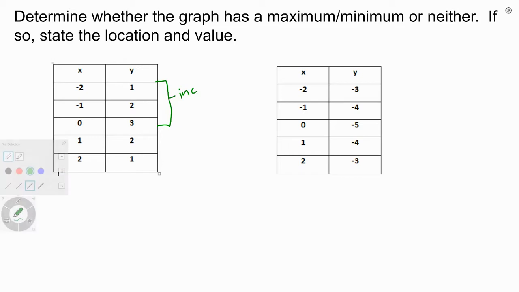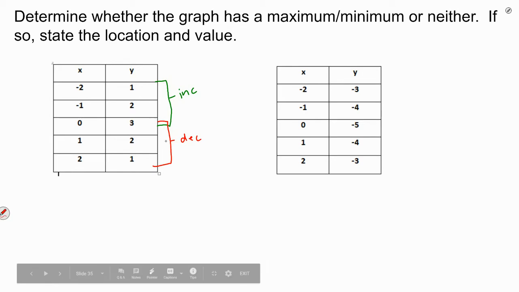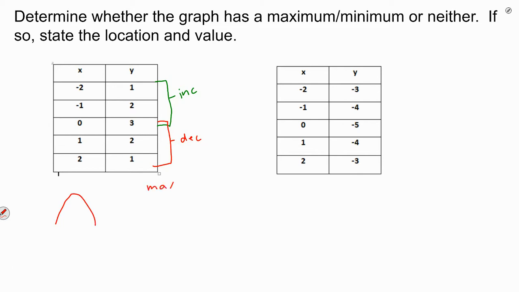And then afterwards, let's change colors here. Afterwards, I see from 3 to 1, what's it doing? Well, it's decreasing. So we look back at our definition. Is there a change in direction? Yes, there is. It's going from increasing to decreasing. So increasing to decreasing, that means I have a maximum. So it's going up, then down. So it's a maximum. It's located at x equals 0. So that would be this point right here at x equals 0 and has a value of y equals 3.